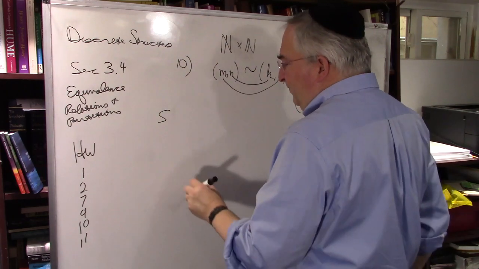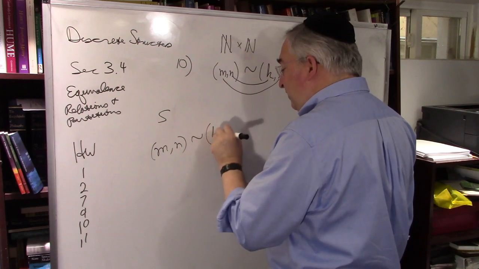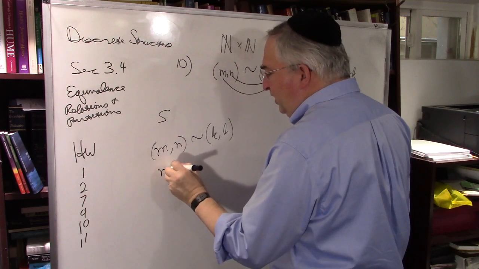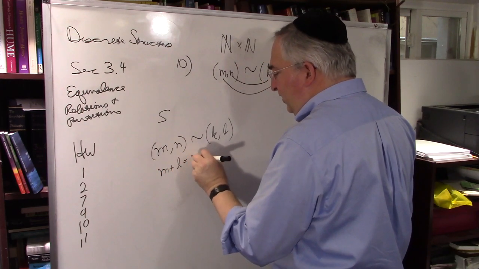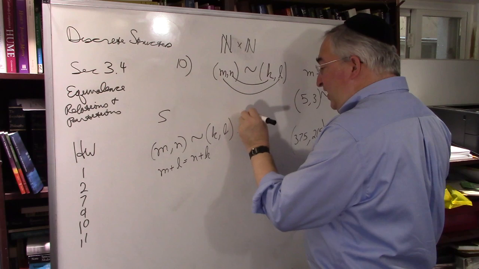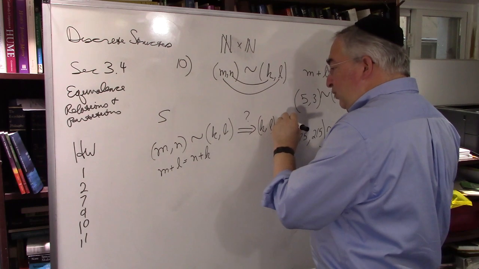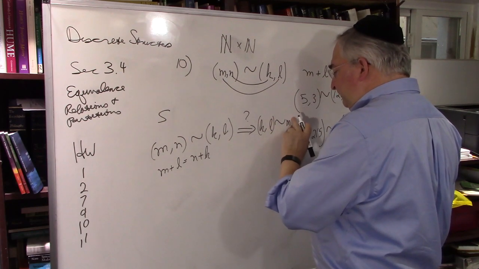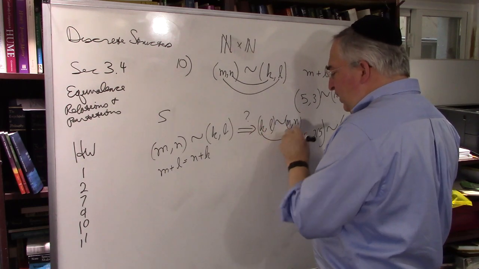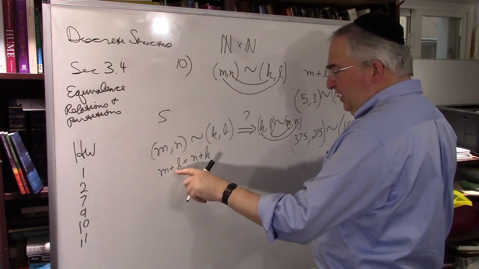Next, is it symmetric? Let's go through that. If m comma n is related to k comma l, just before we go further, what does that mean? That means m plus l is equal to n plus k. Question, does that imply that k comma l is related to m comma n? Well, what would that mean? It would mean the same thing. The outer is equal to the inner. Outer, k plus n, is equal to the inner, l plus m. That's exactly the same thing.